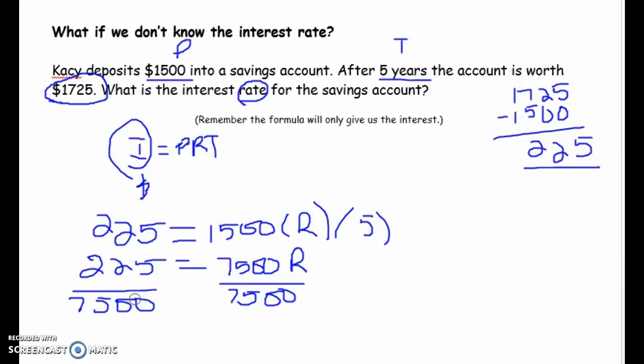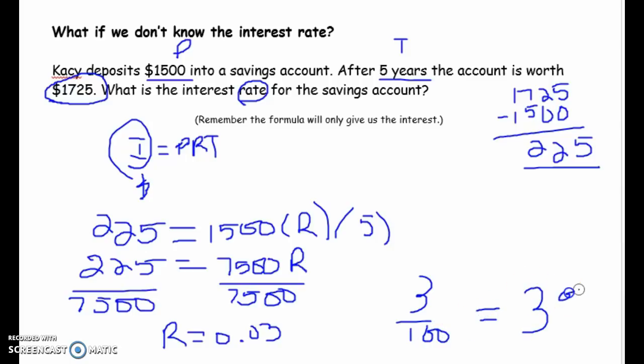Take your calculator for me right now. Divide 225 by 7,500. I got 0.03. So that must be the answer, right? No, because they want to know what the rate is. This means 3/100ths, which means this. And what percent is 3/100ths? You've got it. 3%. That's the interest rate.